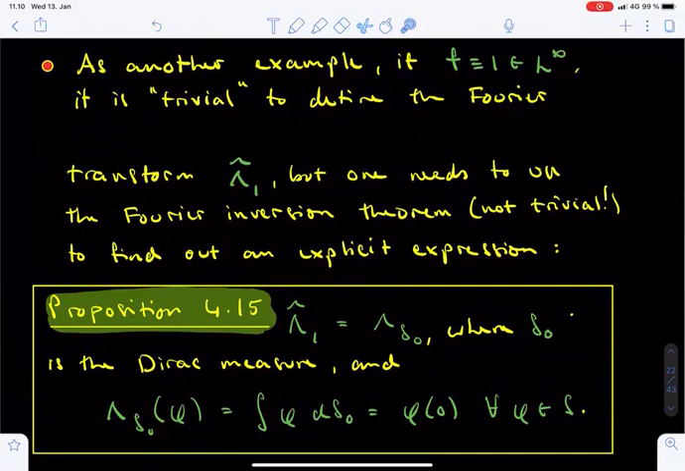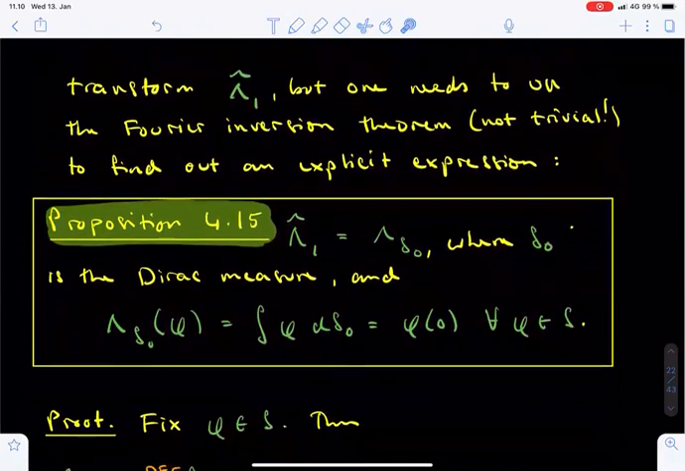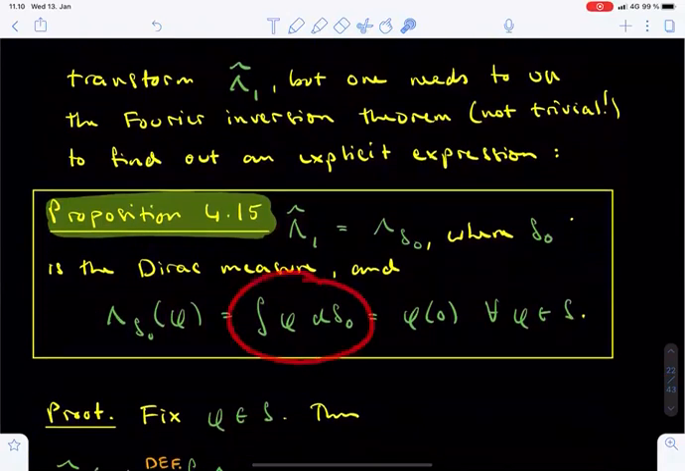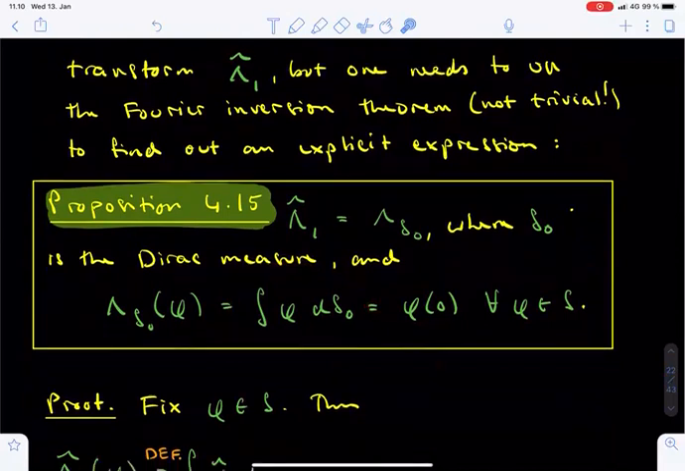Here delta 0 is the Dirac measure as always, and lambda subscript delta 0 evaluated at the Schwarz function phi equals the integral of phi d delta 0. This integral equals phi at 0 by definition of the Dirac measure.